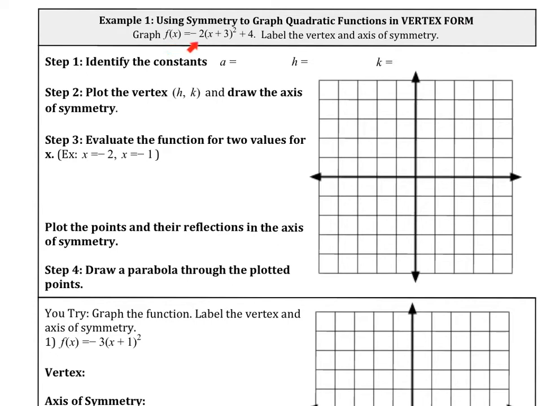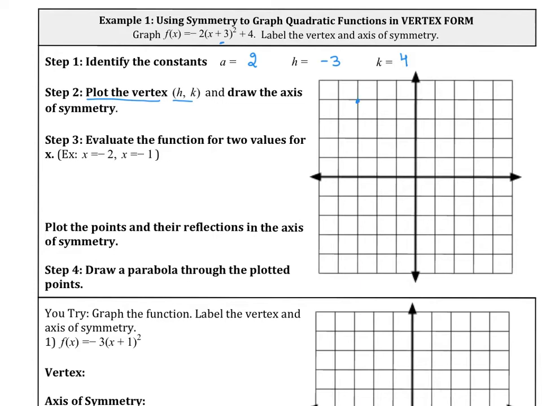Graph f(x) equals negative 2 times (x plus 3) squared plus 4. Label the vertex and axis of symmetry. So in this case, a is negative 2, h is negative 3, remember the opposite sign, and k is 4. Now h and k is the vertex, and we are going to plot the vertex. So (negative 3, 4) would be this point right here.